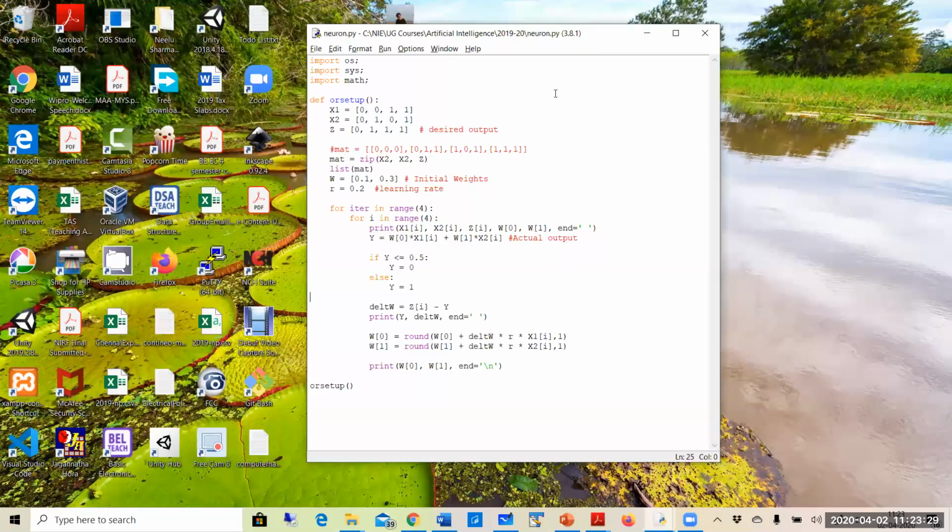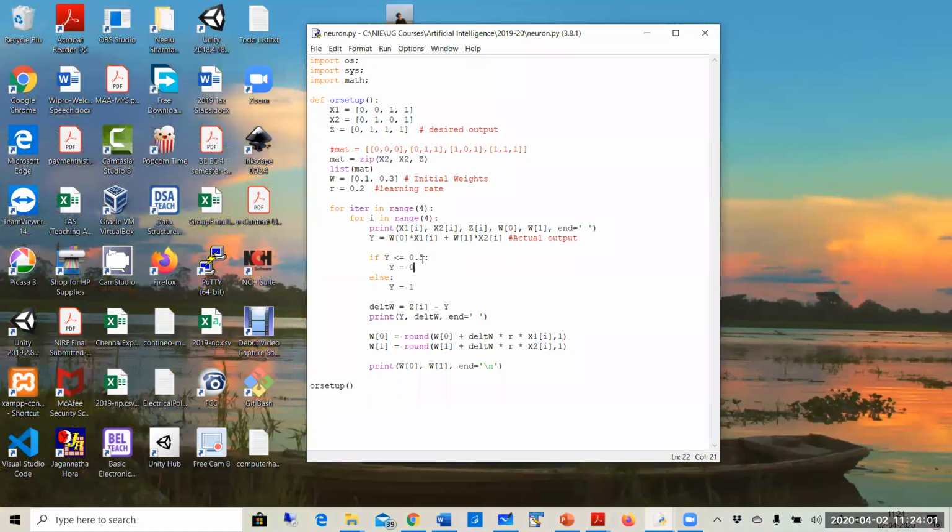Okay. So I wrote this code wherein I have taken x1 as 0, 0, 1, 1 and x2 as 0, 1, 1, 0. That means x1 is the most significant bit, x2 is the least significant. Z is the desired outputs. I have done a zip of that, but this is not necessarily listed. Anyway, for the weights W, I started with 0.1 and 0.3 as the initial weights, and the learning rate is 0.2.